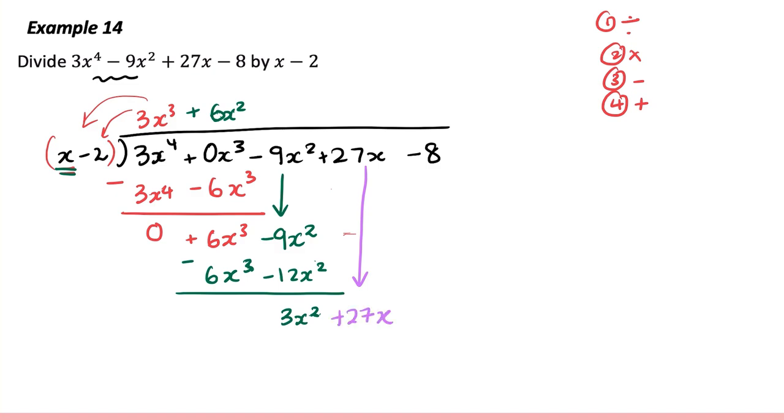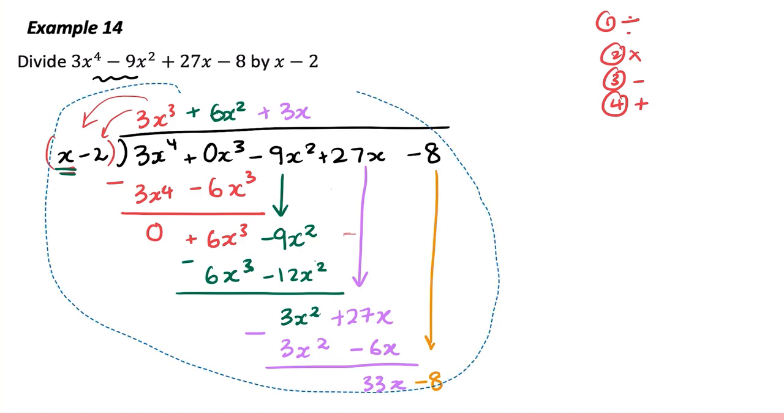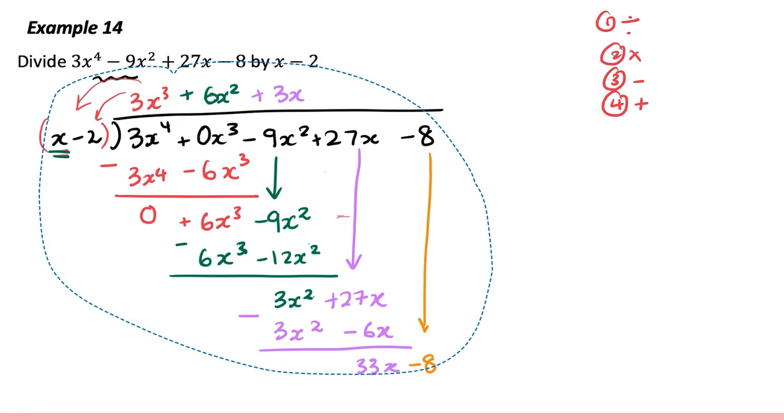Beautiful. Let's repeat: x into 3x squared, 3x. Multiply it. 3x times negative 2 is going to be negative 6x. Subtract: 27 minus minus, so that'll be a plus, 33x. And then final step, we bring down the negative 8. All right, I've run out of space a little bit. Let me just shuffle things around.